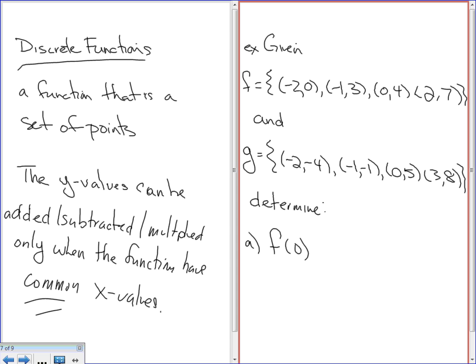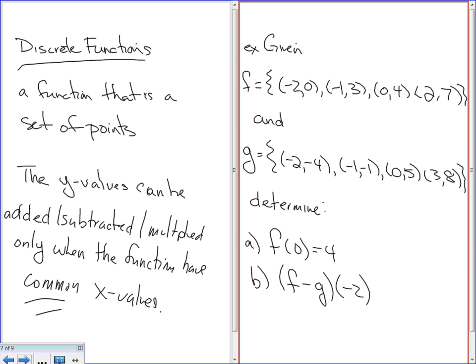So what would the value of f at 0 be? Sure, 4. So this is asking, using the f function, when x is 0, what's the value of y, and it's already given to you. So with discrete functions, the answer is already given to you. If it was a polynomial function, you'd have to plug the 0 into the polynomial and get your answer. But for these ones, the answer is given to you.